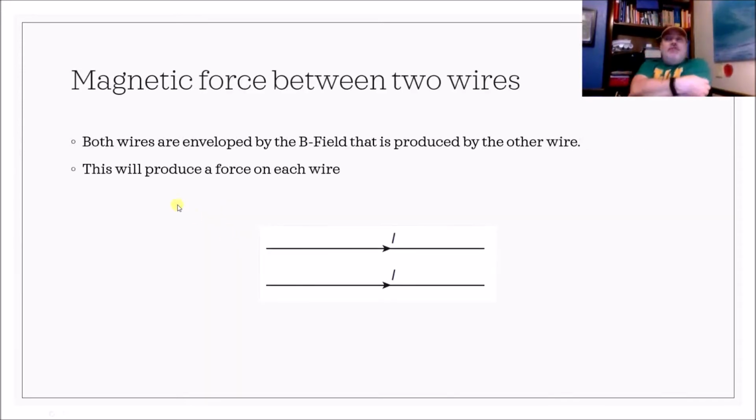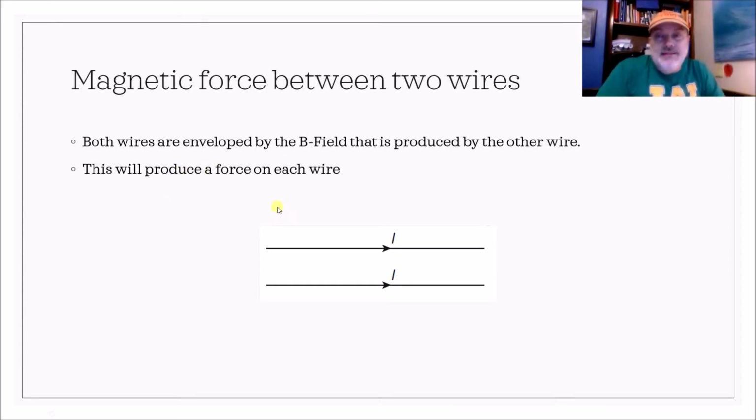Okay, what if we have two wires that are near each other, both with a current through them? So I have a red wire and an orange wire here, and they both have current in one direction. So the red wire is going to produce a magnetic field that the orange wire will be in. So the orange wire will receive a force from the red magnetic field, and the red wire will receive a force from the orange magnetic field.